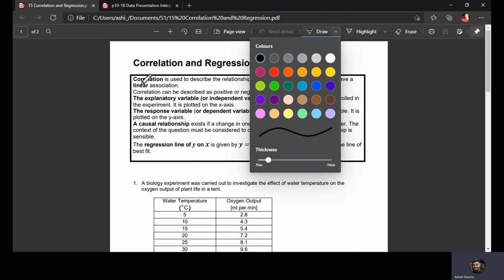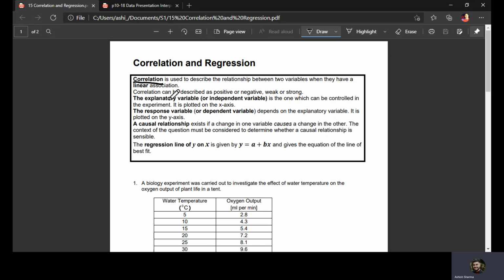Now, with regards to correlation, you've definitely seen that word before. That's used to describe a relationship between two variables when they have a linear association. So if you remember GCSE, you said positive or negative or no correlation, and obviously you might have used the word weak or strong, which is obviously described here.